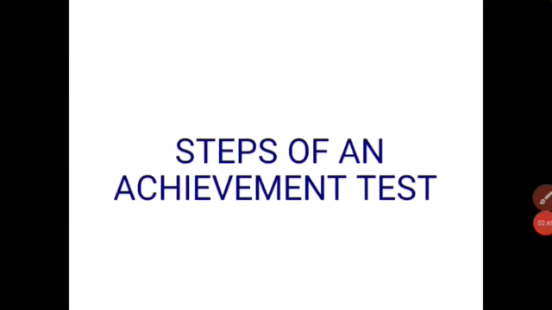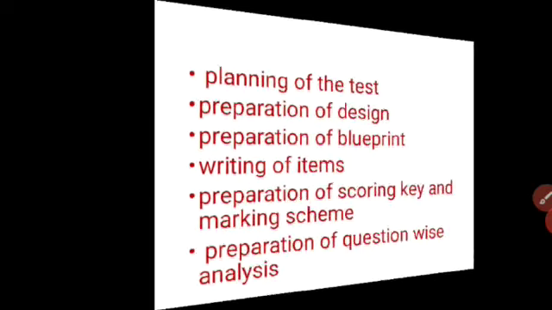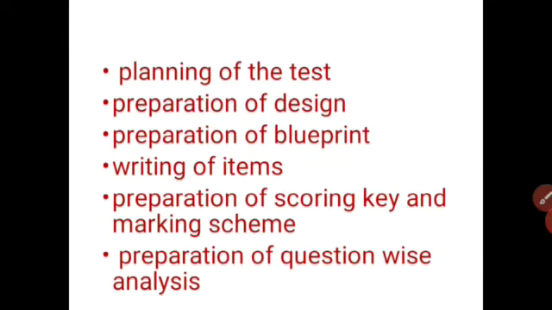Now, we shall have a look into the steps of an achievement test, that is, the steps involved in the construction of an achievement test. The steps involved in the construction of an achievement test are planning of the test, preparation of design, preparation of blueprint, writing of items or questions, preparation of scoring key and marking scheme, preparation of question-wise analysis.